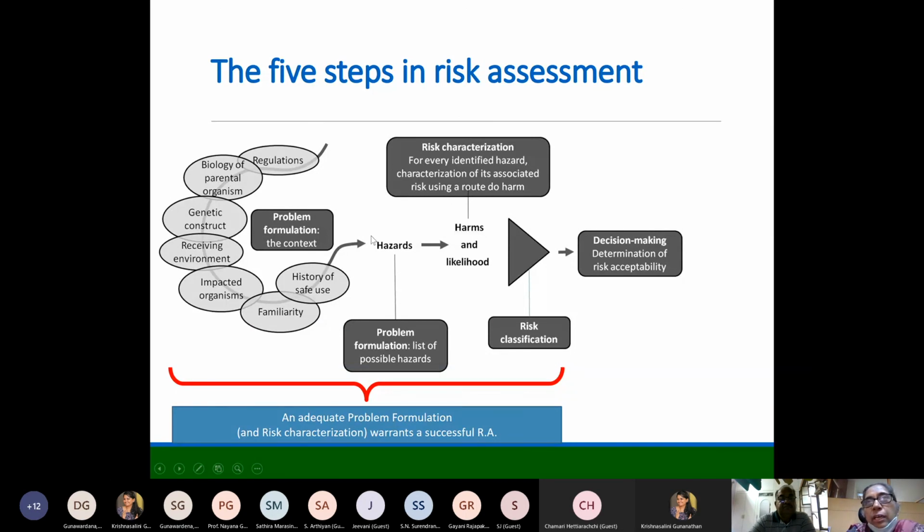We are going to have this discussion in our risk analysis framework, where you first do the context of the risk, which is also referred to as the problem formulation. This would include the important parameters: the regulations, biology of the parental organism, your construct, the environment that you are going to, which other organisms are likely to be impacted, like we discussed about albopictus, familiarity, history of safe use. For every identified hazard, you have to find harms and the likelihood, where I said negligible and so on, as we were discussing. Then classification is done.